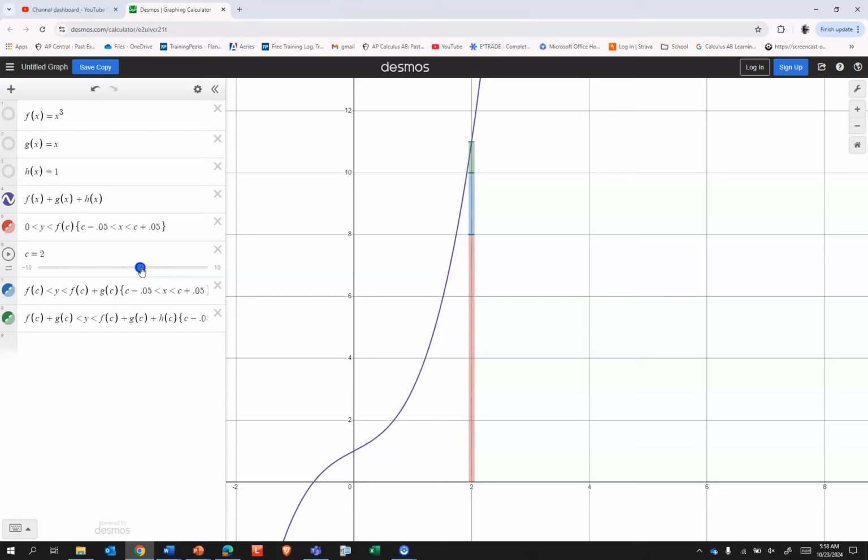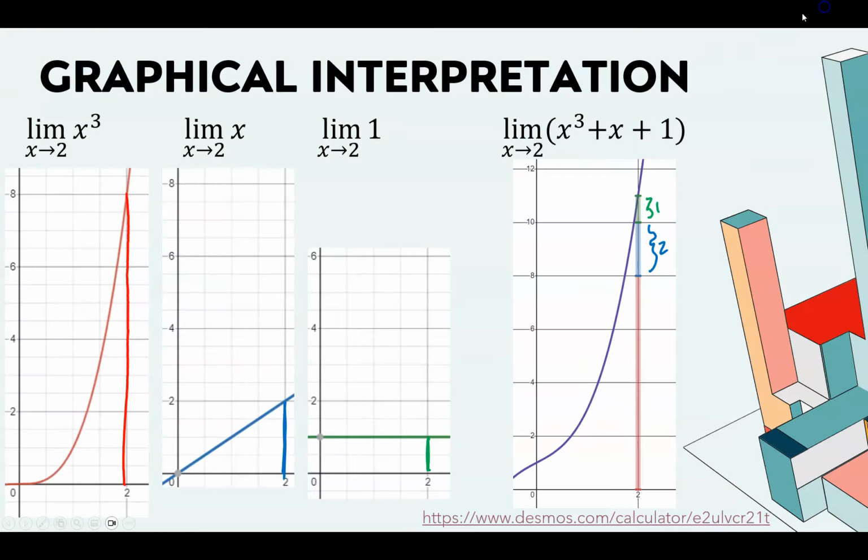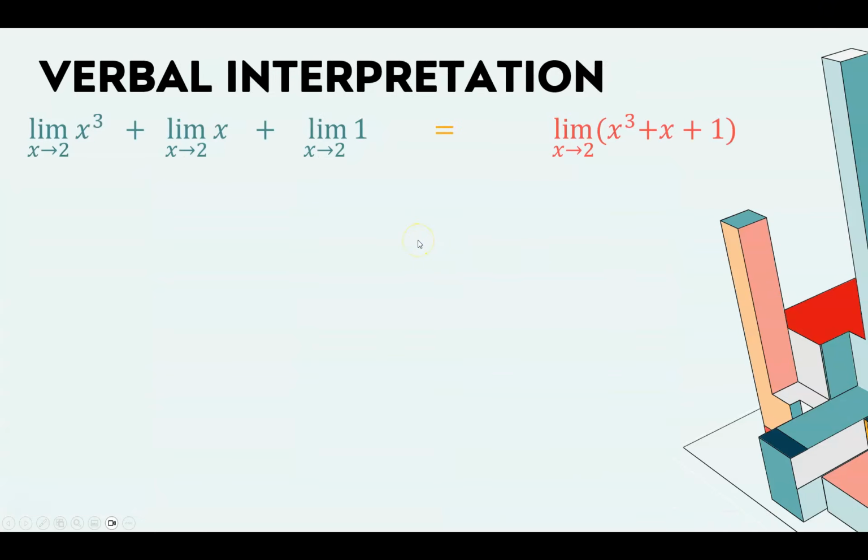So I might as well just do the limit of the composite function f plus g plus h, or x cubed plus x plus 1. Maybe I should attach that for you to play with. Come on, how do I switch back? There we go. Okay, so I already said this to you.